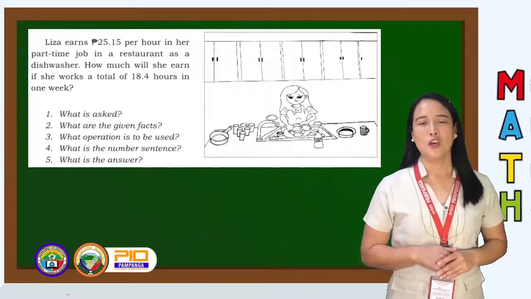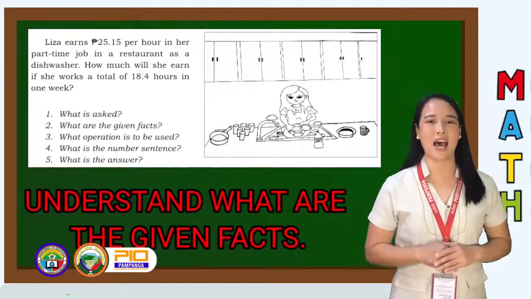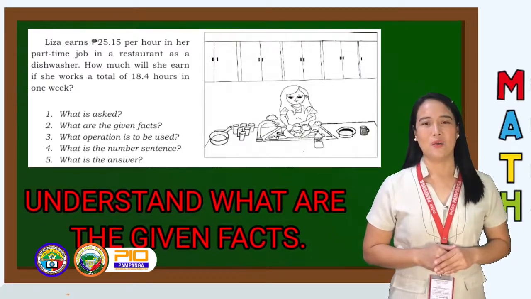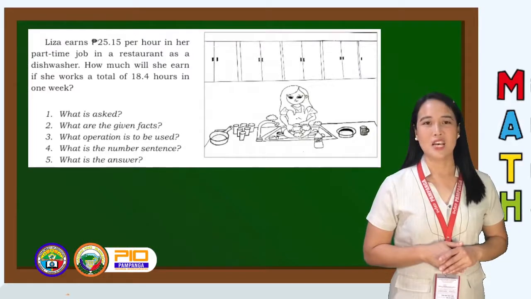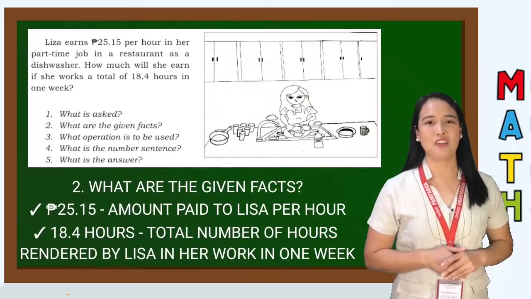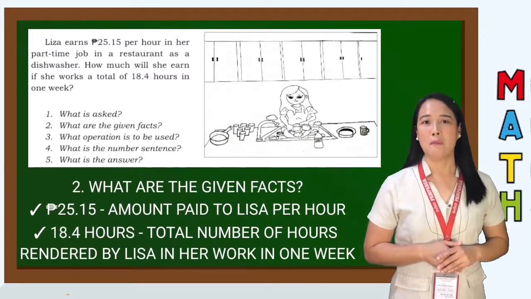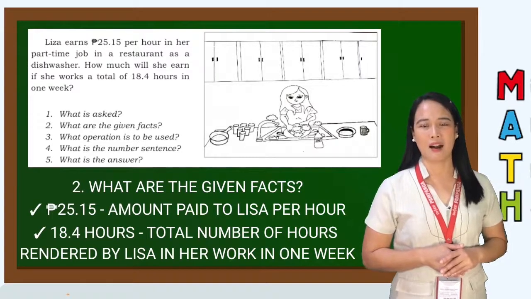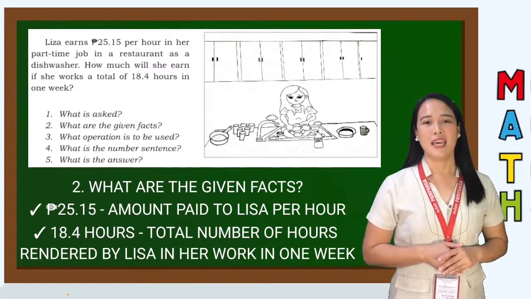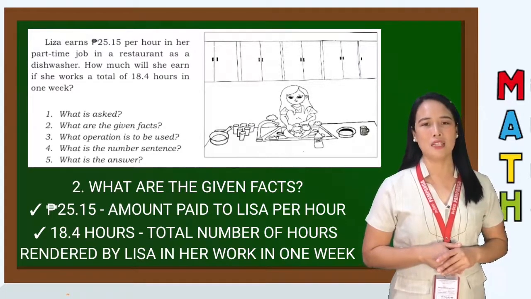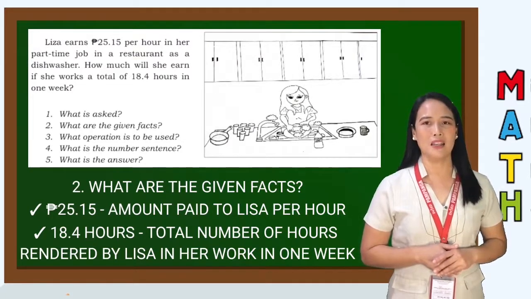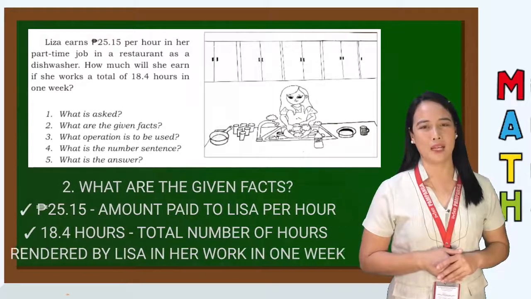And then, you need to find out the given facts. What are the given facts in the problem? Yes, 25 pesos and 15 centavos, the amount paid to Lisa per hour. And 18 and 4/10 hours, the total number of hours rendered by Lisa in her work in 1 week.